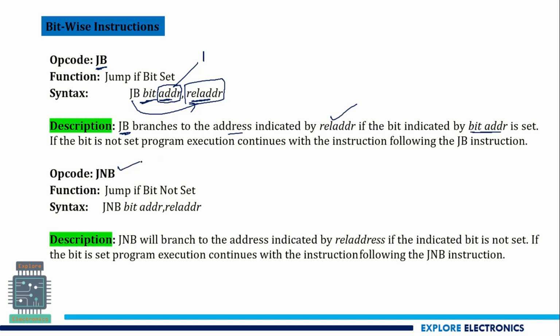Similarly, JNB, jump if bit is not set. It will jump to this address by checking this address with respect to a bit, whether it is not set, meaning it is 0 or not.